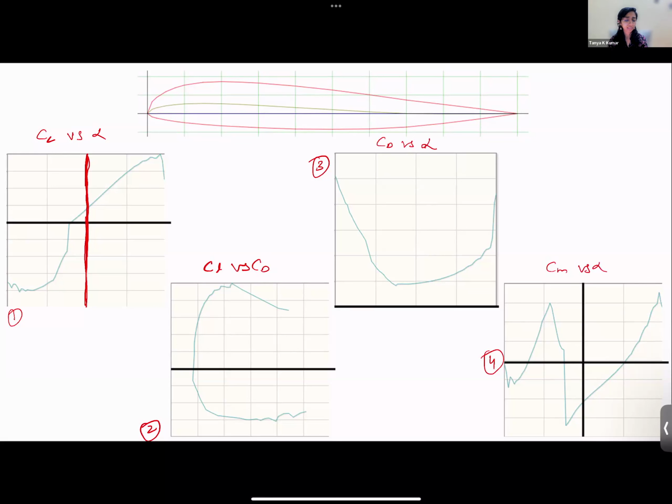So CL versus alpha, I think it's fairly simple, right? For a cambered airfoil, you have CL naught greater than 0, which is what is here, and then you have a somewhat linear profile, and then it proceeds to stall. Correct? This is what we've seen for a cambered airfoil, which is very evident here. Then the second one, it is CL versus CD or CD versus CL. So what's on the x-axis? Yeah, you're right. CL versus CD, the drag polar, right? So this is the drag polar, correct?